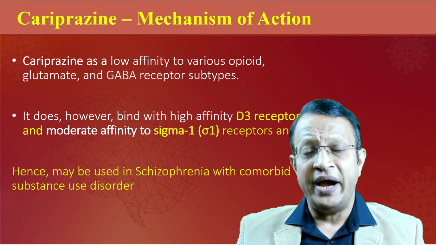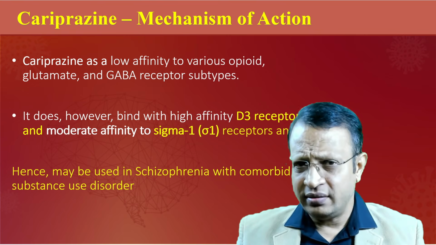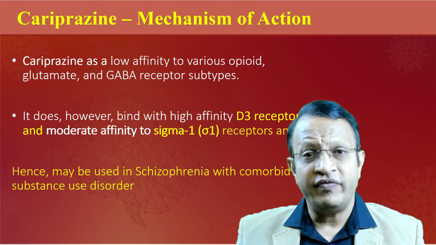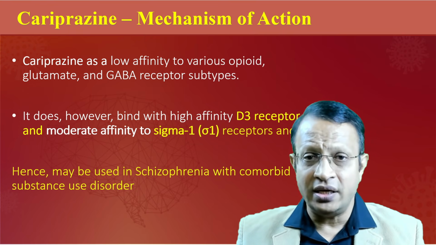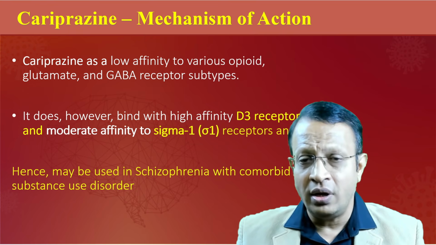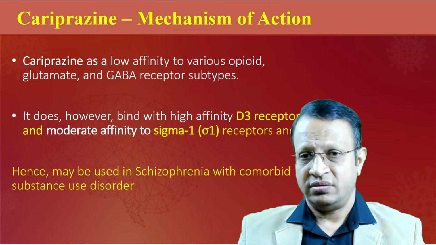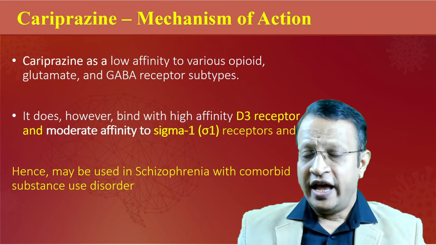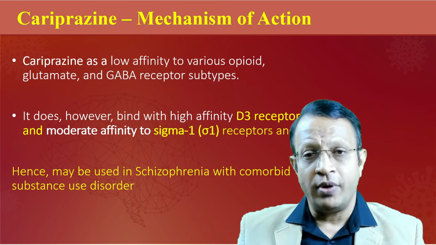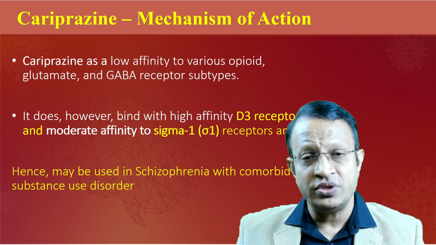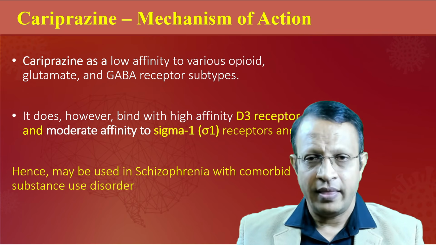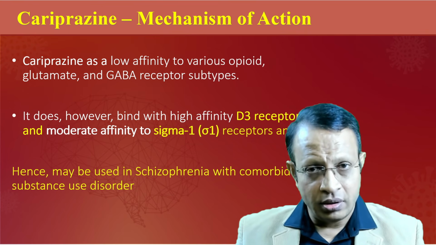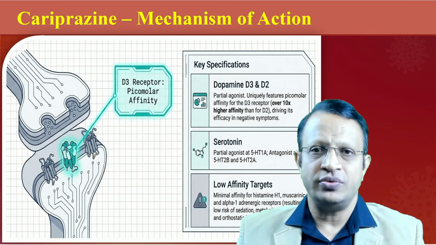However, it binds with high affinity to D3, as I mentioned earlier, and has moderate affinity for the sigma-1 receptor. This sigma-1 receptor and D3 receptor may play an important role in substance use. That means if a person with schizophrenia or bipolar disorder has comorbid substance use, cariprazine can be considered because it acts both on psychosis and bipolar disorder, but also on comorbid substance use.